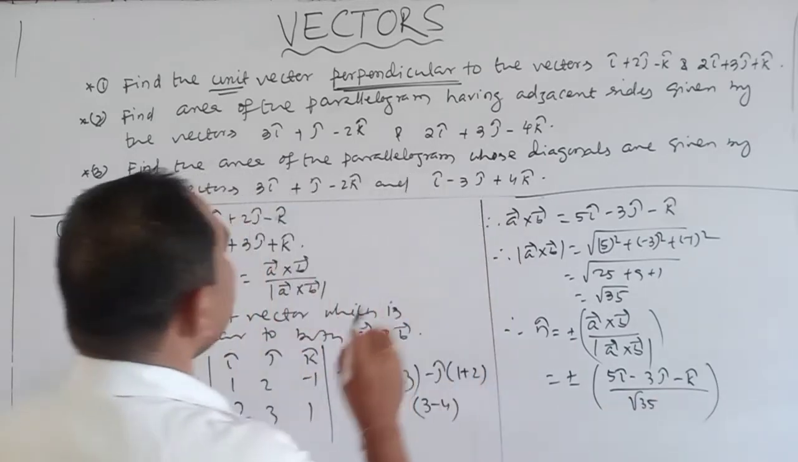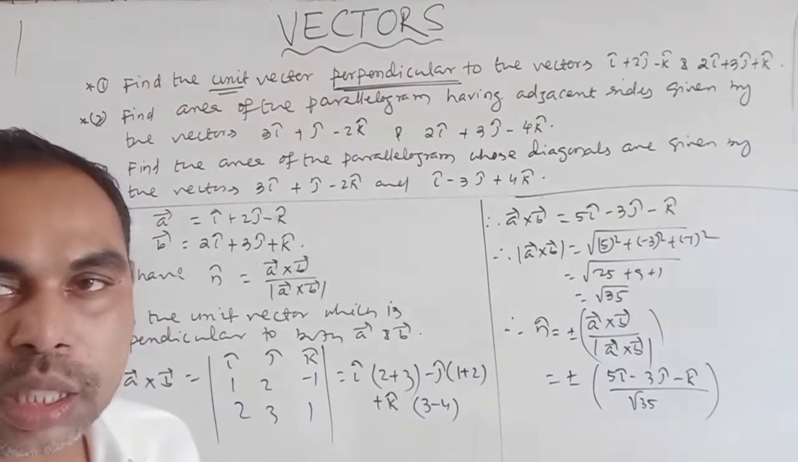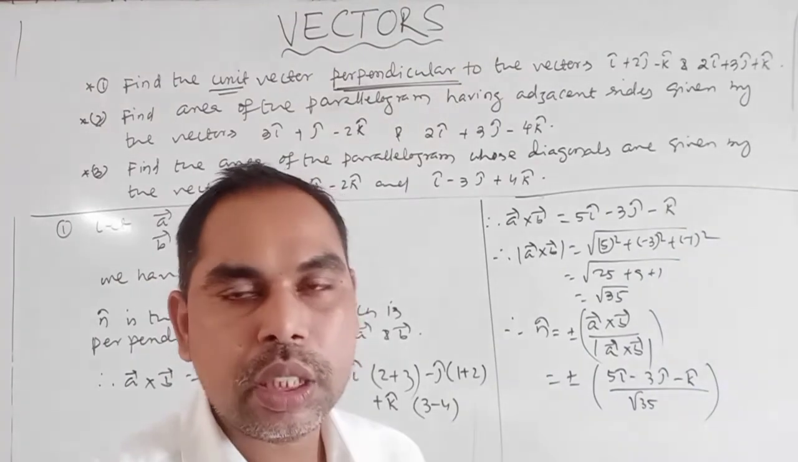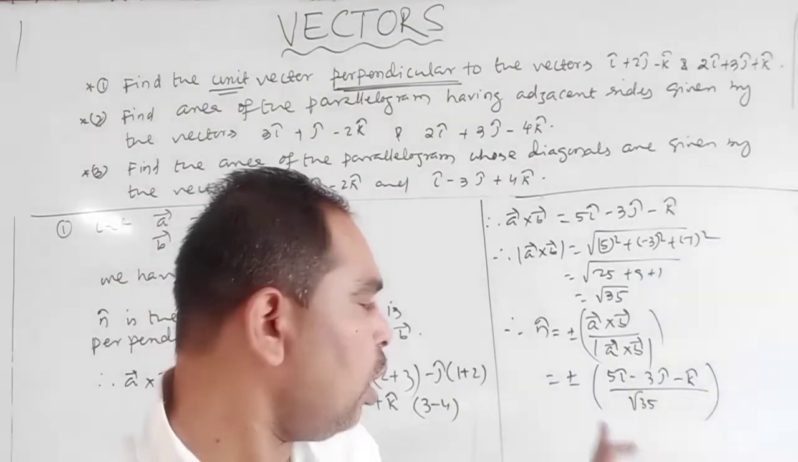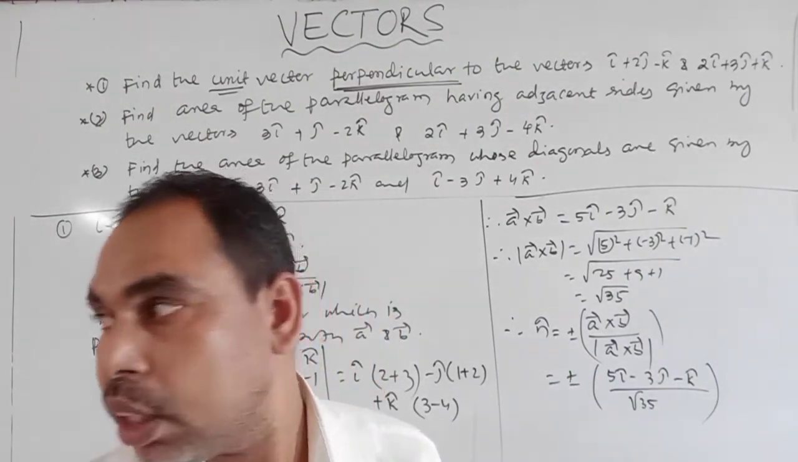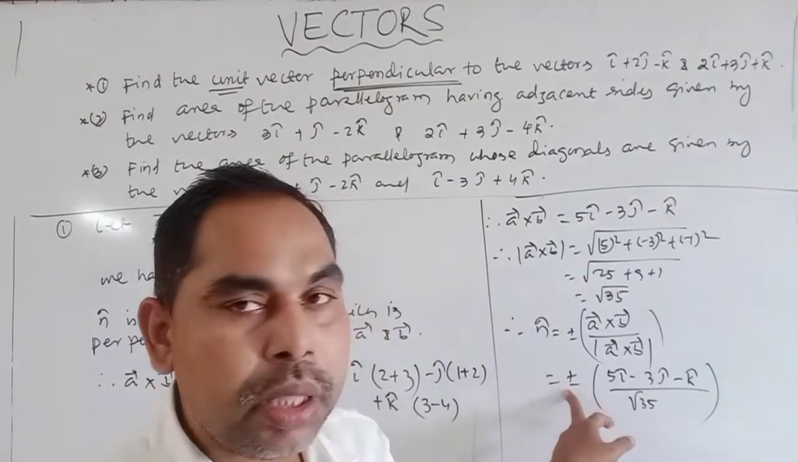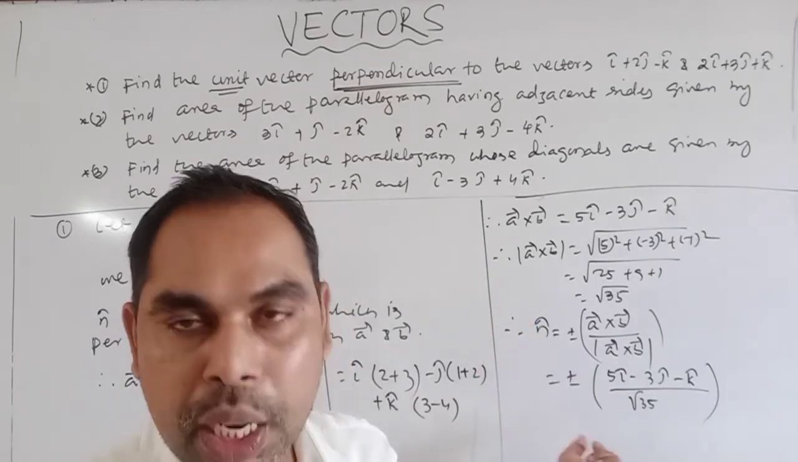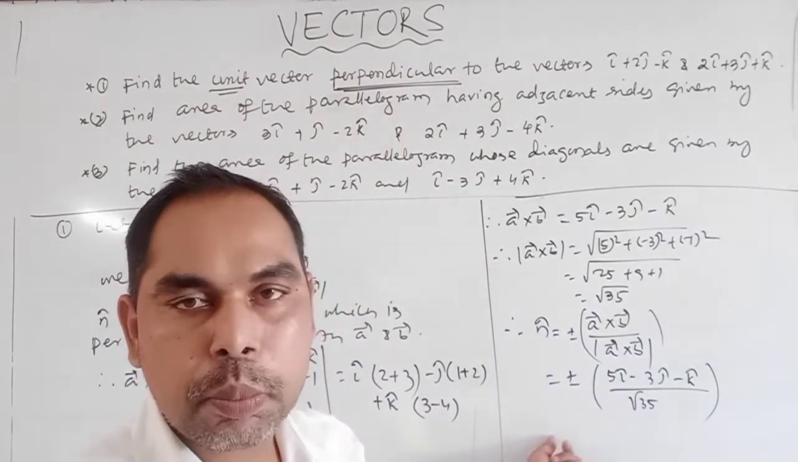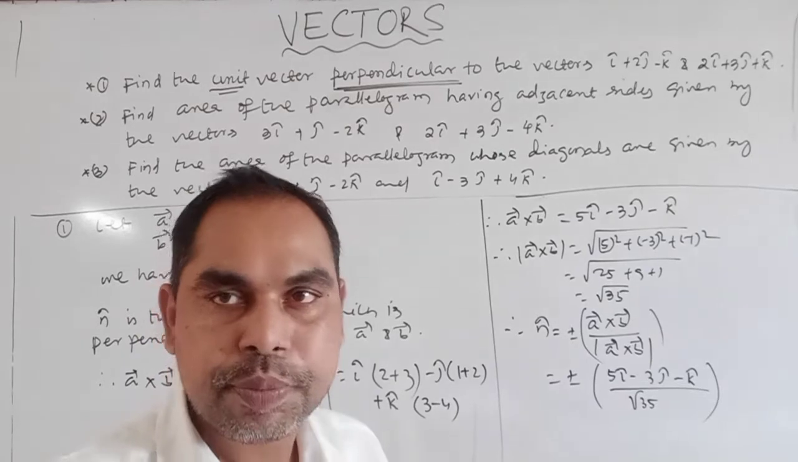So find the unit vector in the direction of a cross b, only taking the positive sign. Okay. If it says in the direction of a cross b, take only the positive sign. If it only says find the unit vector, then take plus or minus sign. Okay.